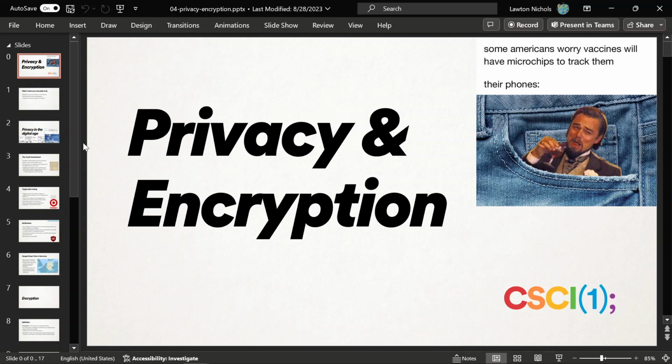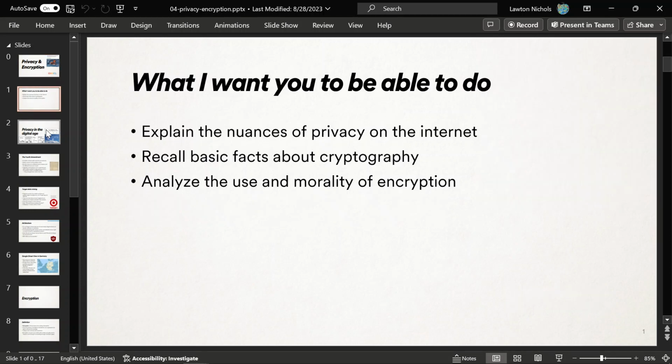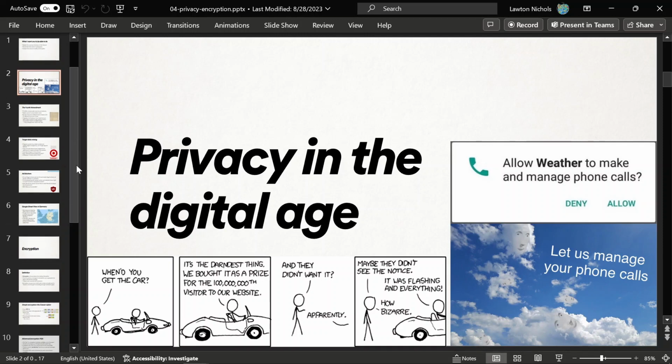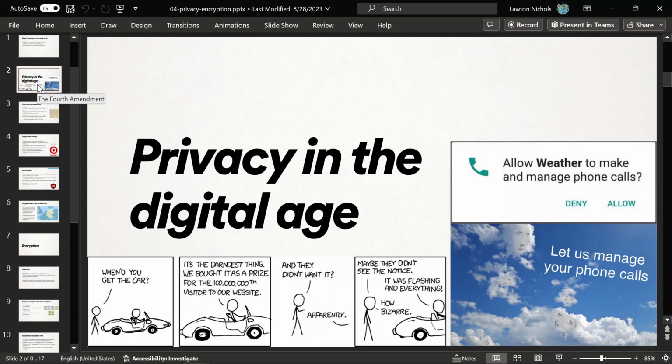Let's talk about privacy and encryption. So fun things that involve fancy numbers, right, inside of a computer. So let's talk about privacy because we operate on the internet, right? We have things that are connected to many other things. Do we have privacy in the digital era in which we live? Let's figure that out, right?